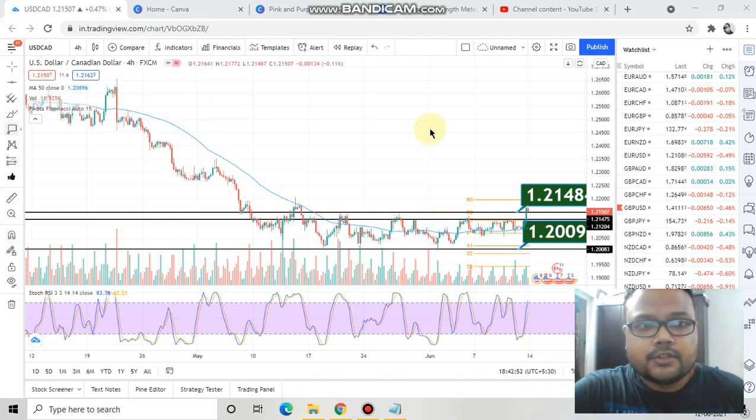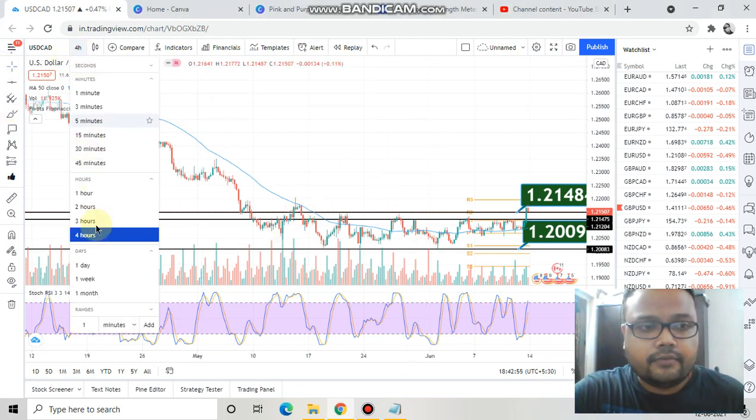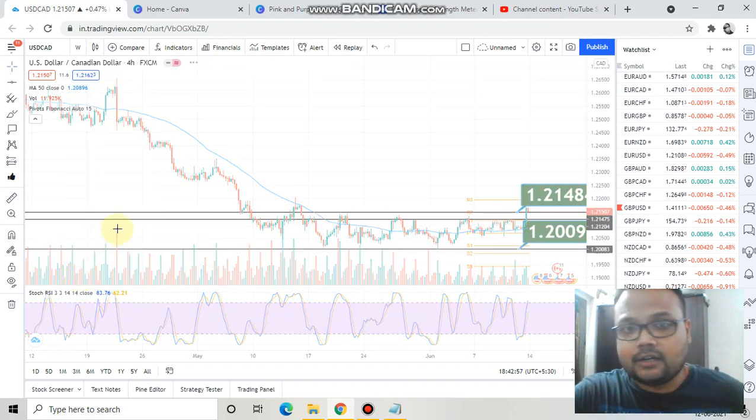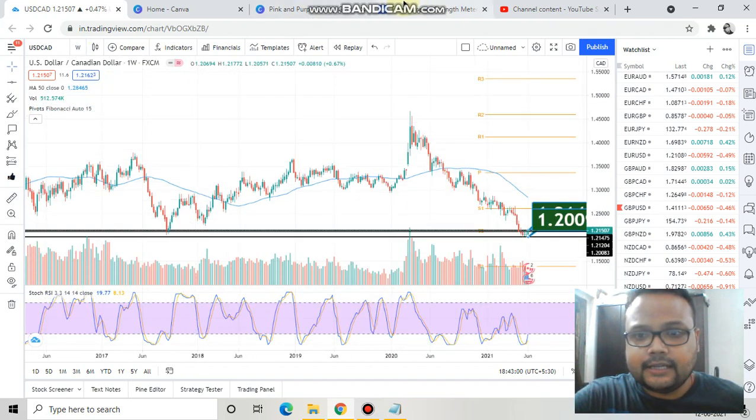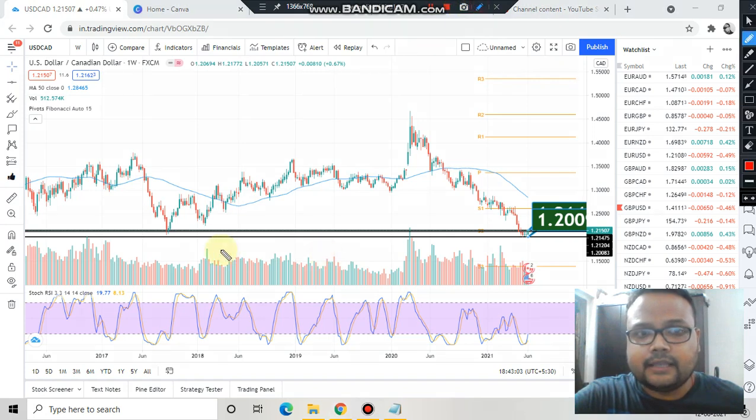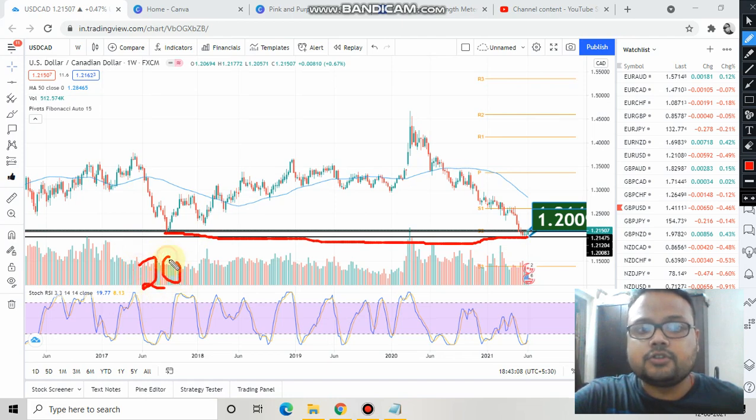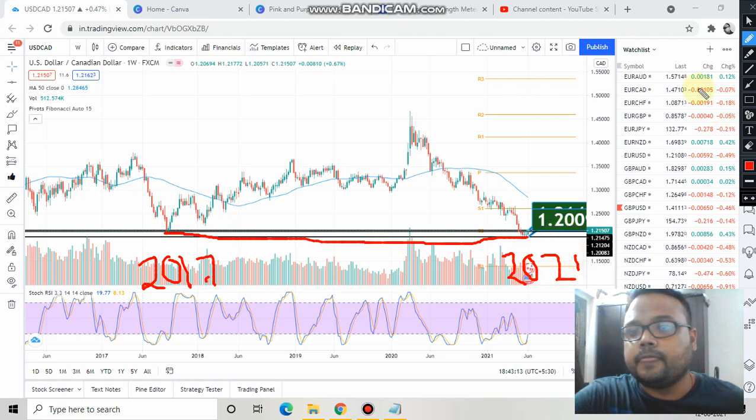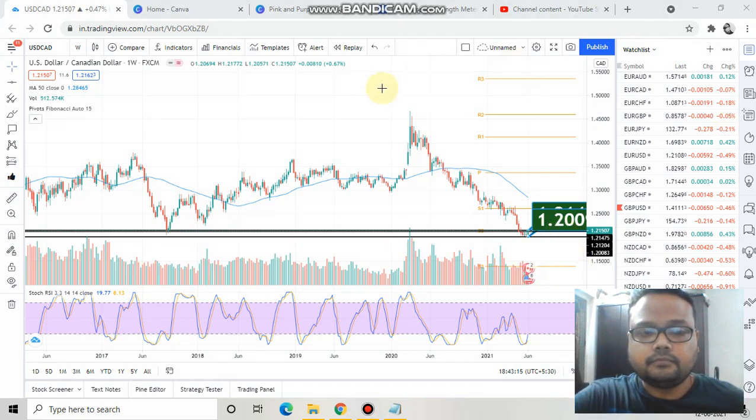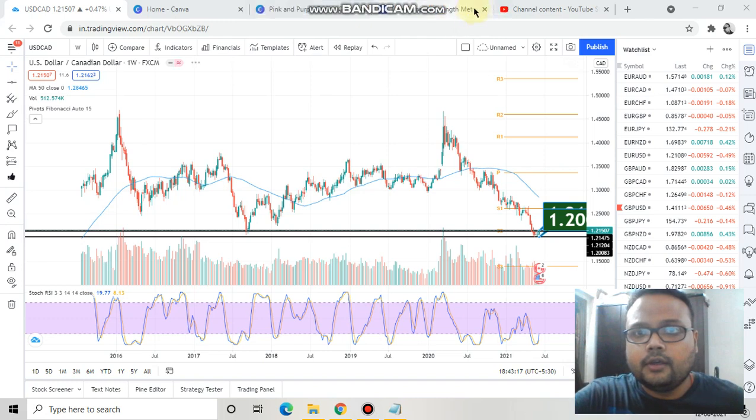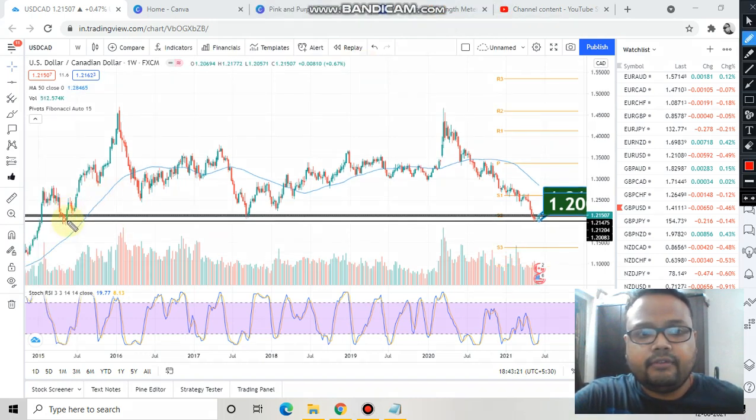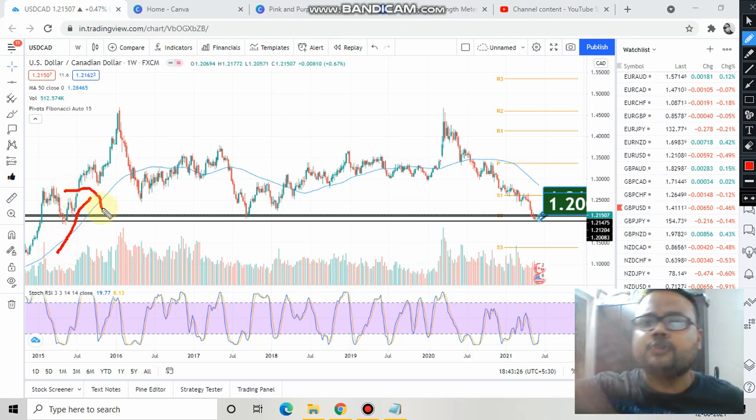So this thing happened because of this weekly chart. This is a weekly chart, and you can see that right on the weekly chart, market is just standing at the support level. And this support level belongs to the year 2017, and right now we are in the year 2021. If I zoom out the chart, you can see that in the year 2015-2016, market was very much bullish. Market was in a bull run.